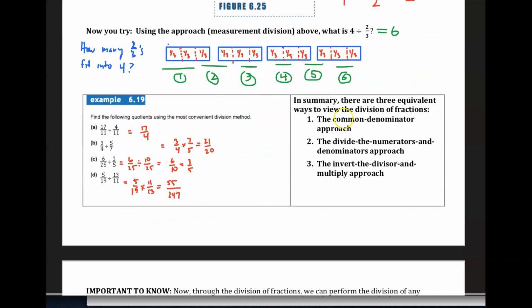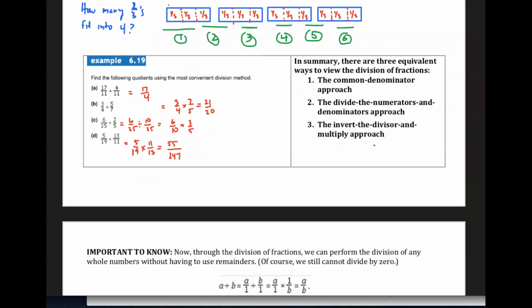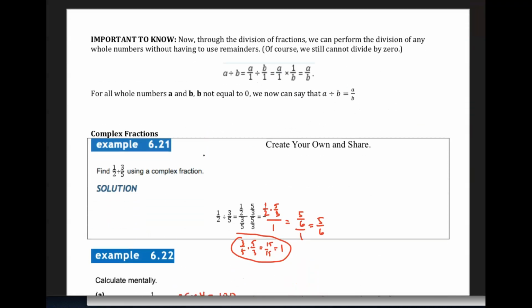In summary, there are 3 equivalent ways for division of fractions. The common denominator approach: divide the numerators when it has a common denominator. And then the invert the divisor and multiply approach, which we have here. Looking at the shortcut on this problem, notice I turned this to 10 over 25 because it has a common denominator here, then invert and multiply. So these are all different ways you would solve those problems as you look through my solutions there.